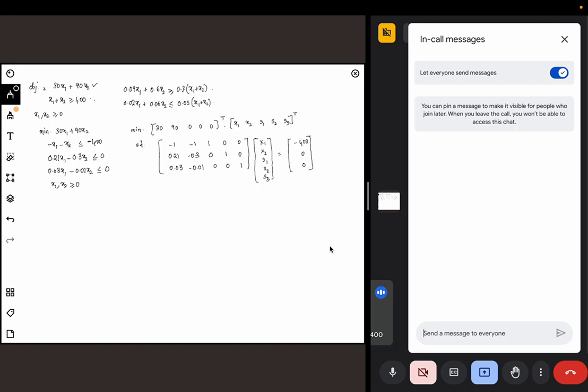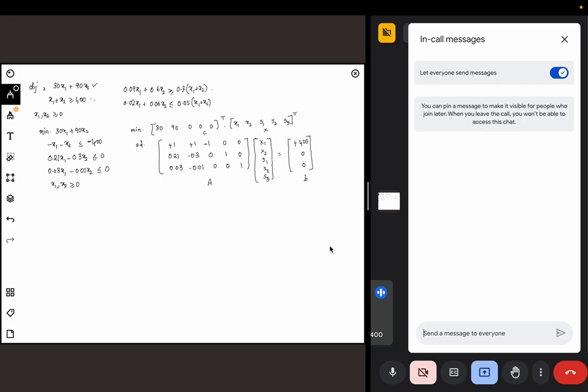Now again, if you want to convert it into standard form, when we mentioned initially, we want this B to be greater than or equal to 0. That is the way we find it. So all we have to do is multiply this entire first row with the minus sign. So this becomes something like this. Then this will be my standard form. So this is my A matrix, this is my B matrix, this is my C matrix.